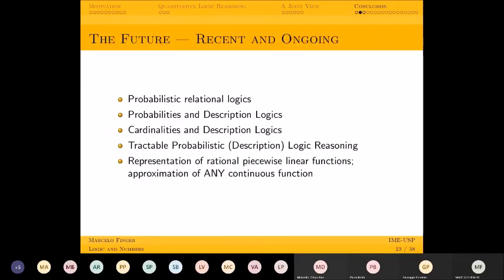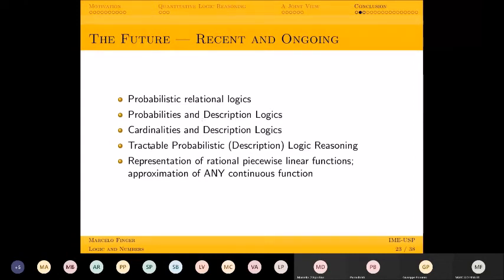Okay. So the future, recent and ongoing work: we try to apply this to probabilistic relational logics, which is very hard. The only relational logics where we can do this without blowing up the complexity immediately are description logics. If we try this on description logics which are polynomial time solvable, like EL and DL-Lite, then when we add probabilities the thing becomes only NP. Cardinality description logics are a nightmare. Cardinalities are harder. We're trying to find out to which description logics we can add cardinality constraints and have it become only NP. It seems that EL is one of them.